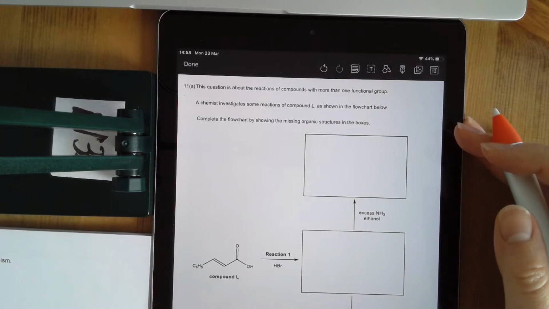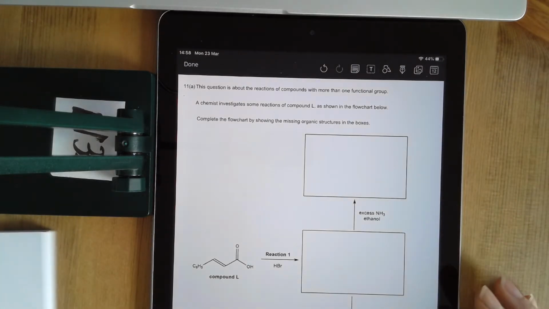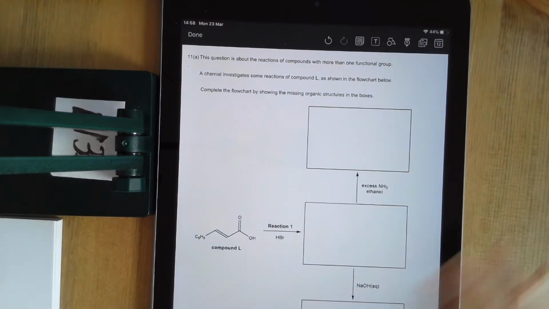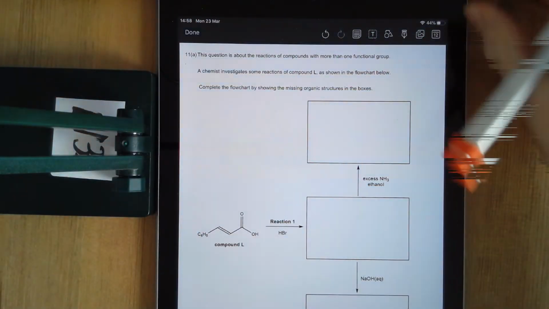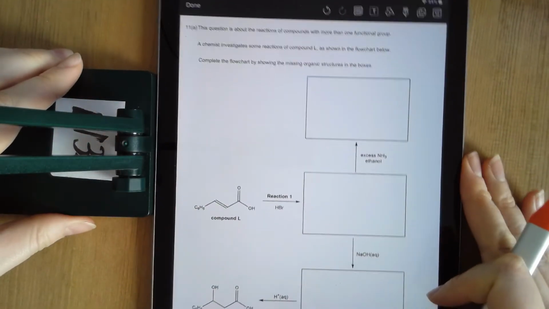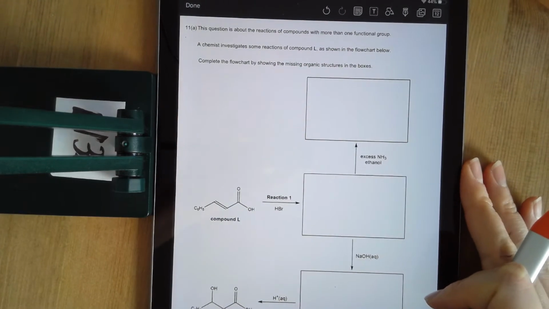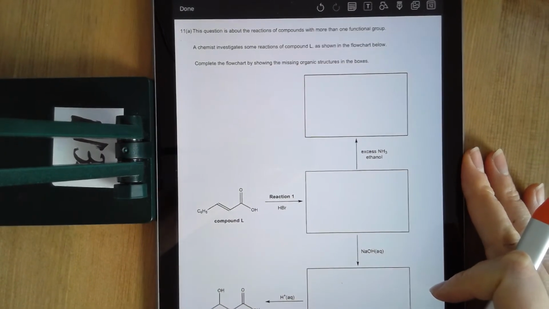Okay, so we're going to pick up on question number 11. You don't actually have to do all of this question. A lot of it is stuff that we haven't covered yet. But you can do the first part of it. So reaction number 1, you're just given an alkene and you're told you're reacting with hydrogen bromide.